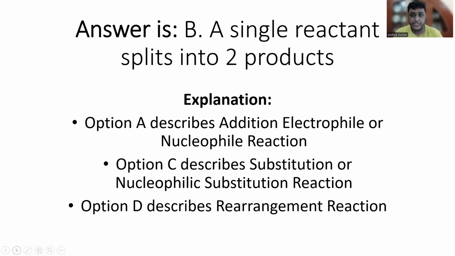So the explanation for this question is, option A describes addition electrophile or nucleophile reaction, whereas option C describes substitution or nucleophilic substitution reaction, and finally option D describes rearrangement reaction.